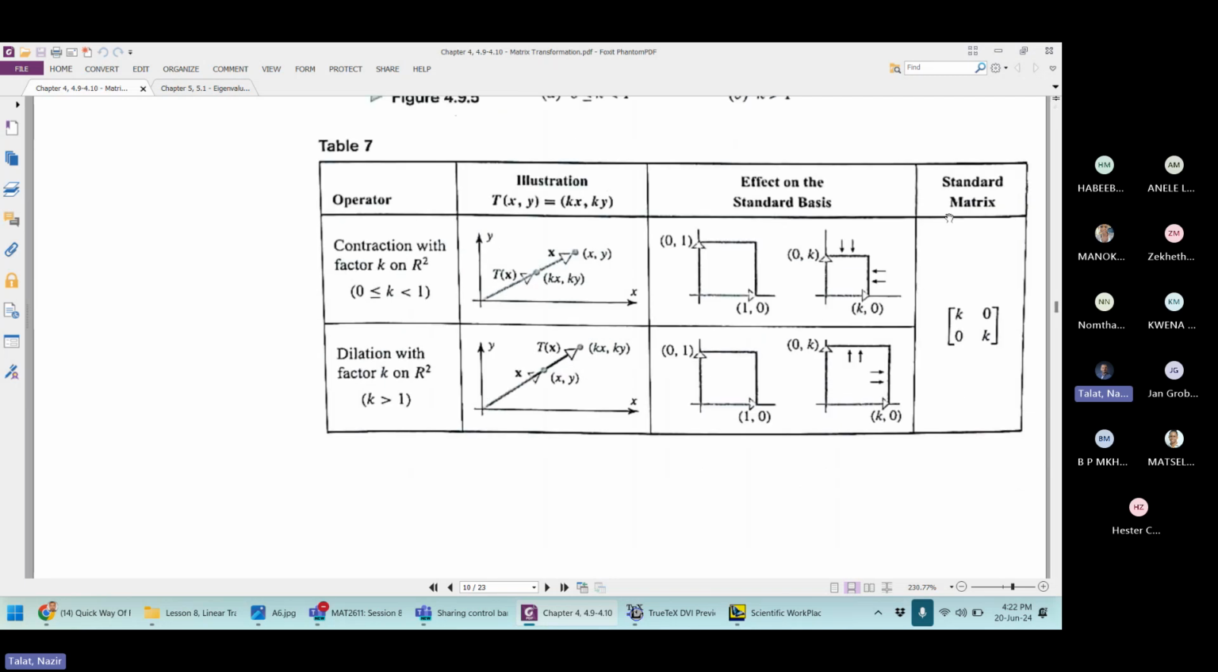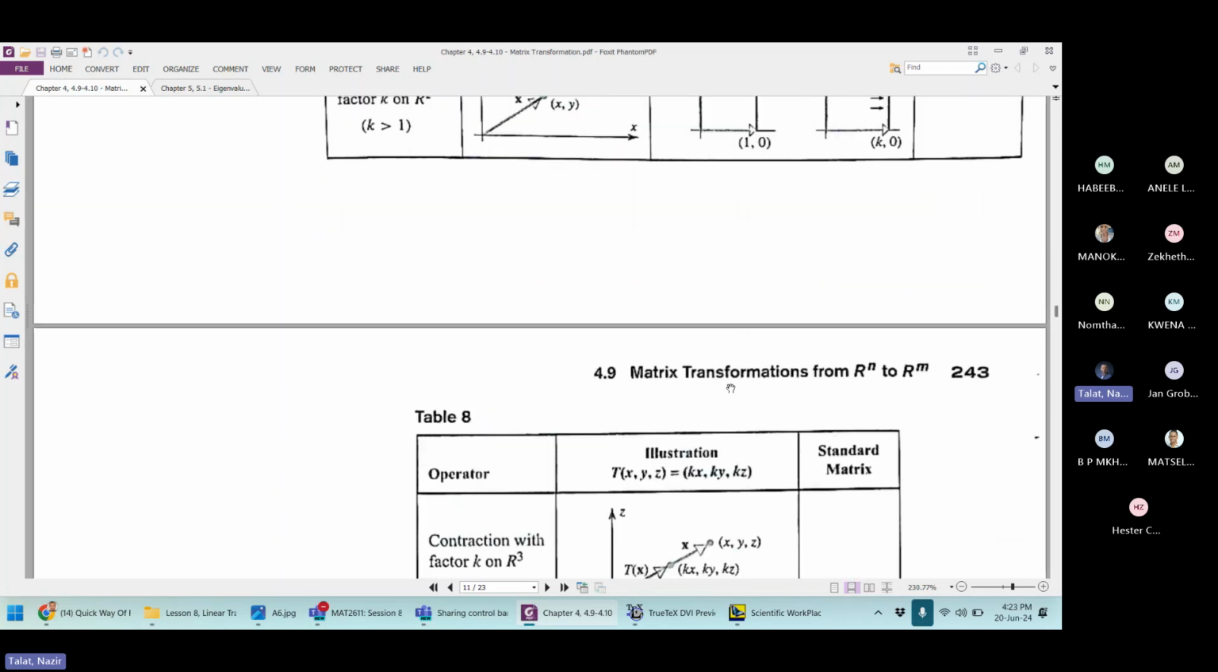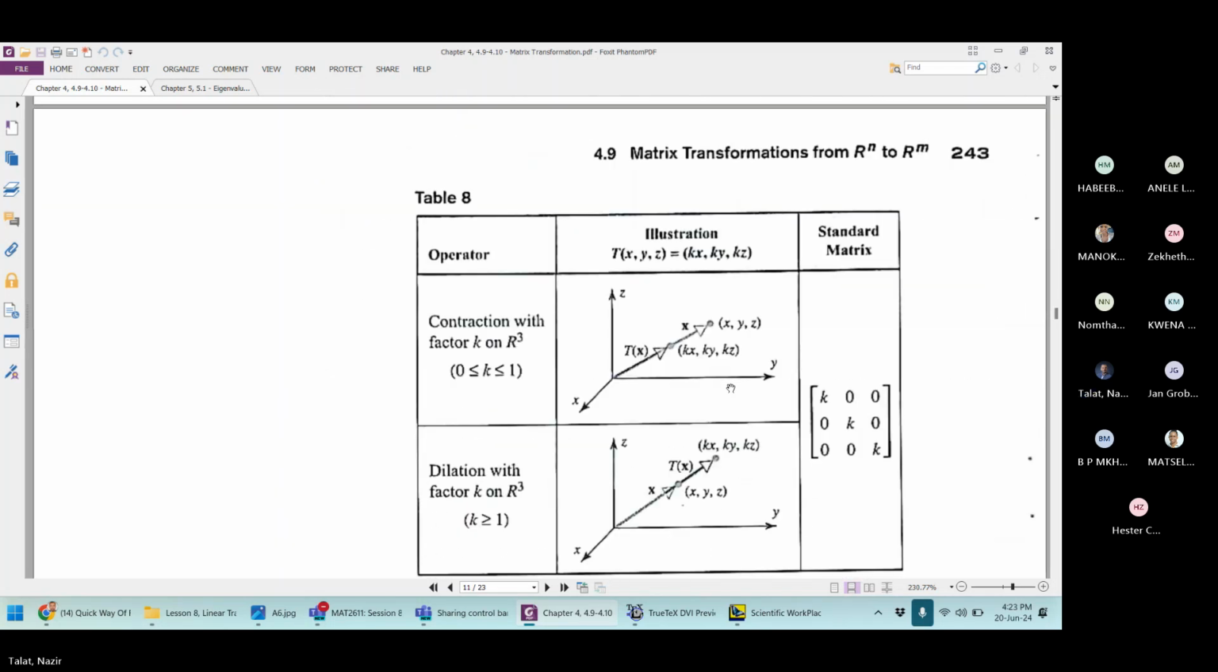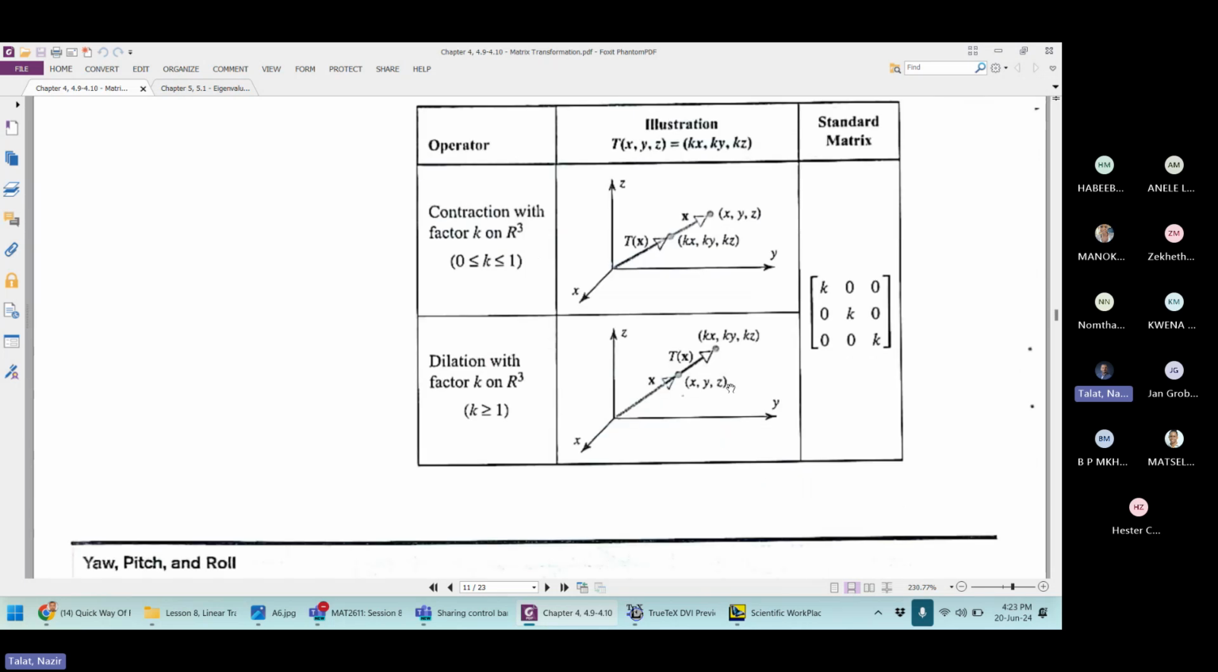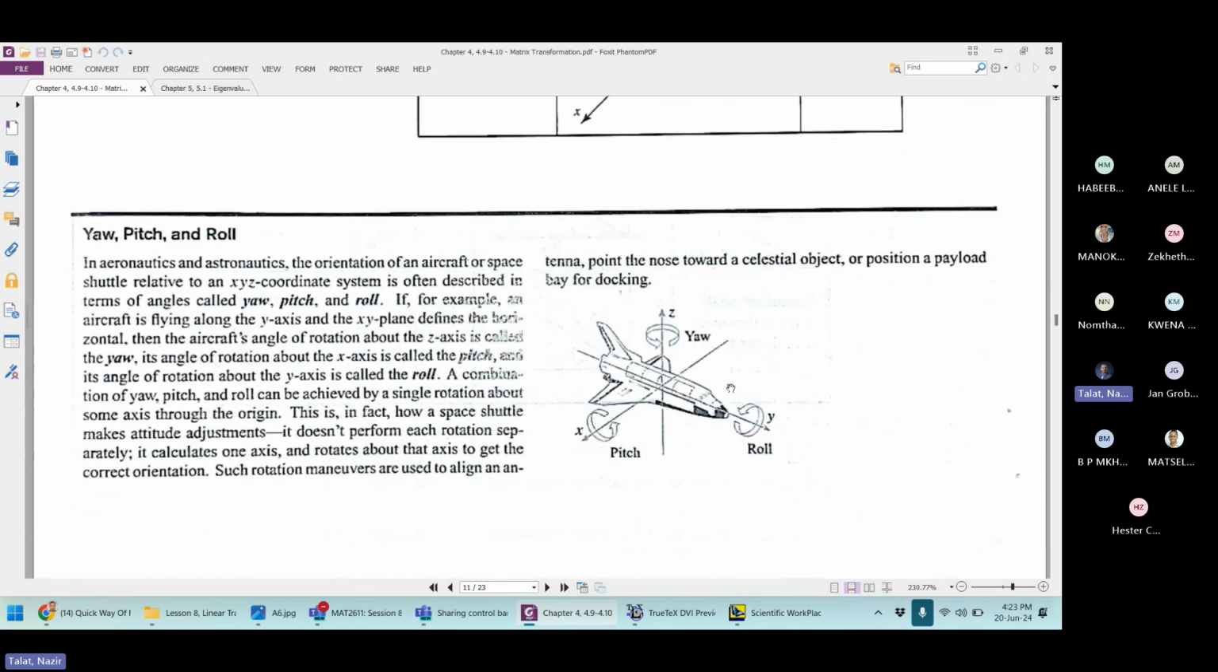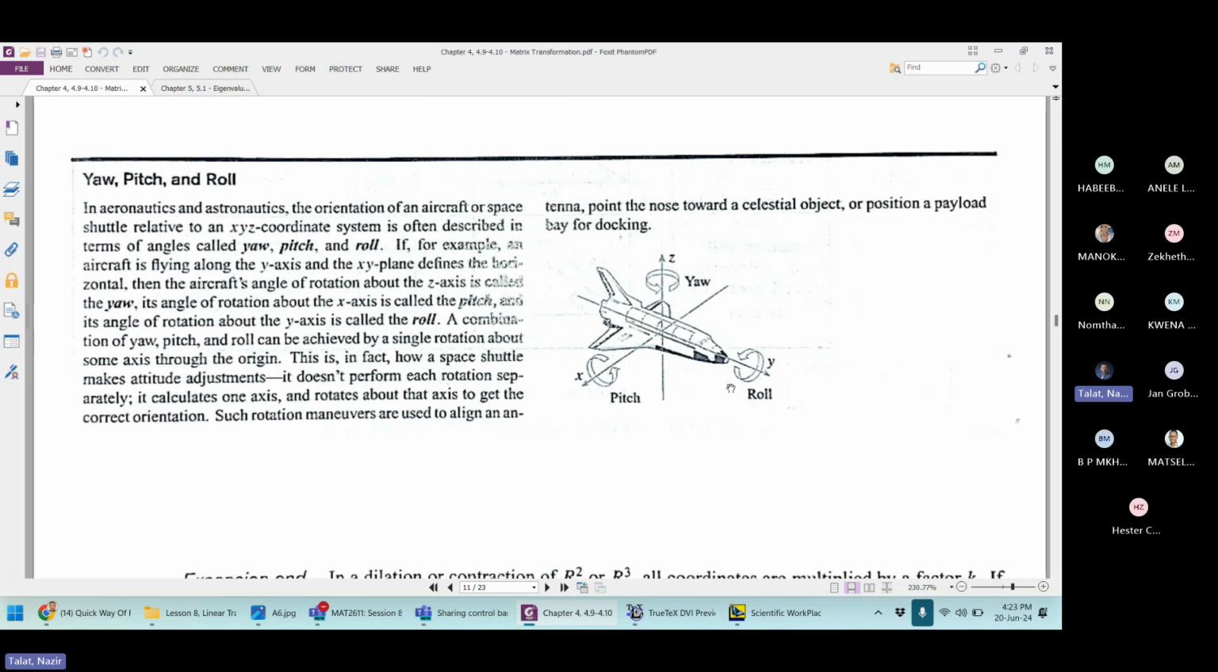So the standard matrix of these two operators is [k 0; 0 k]. It means that any vector (x, y), when you multiply it with [k 0; 0 k], gives you this type of operator. We call these the contraction and dilation operators. And similarly in R³ we can see examples of these ones. There are many important features in physics and in mathematics.